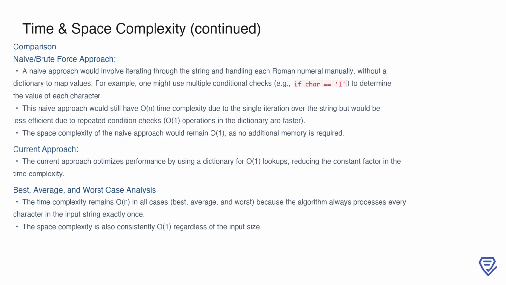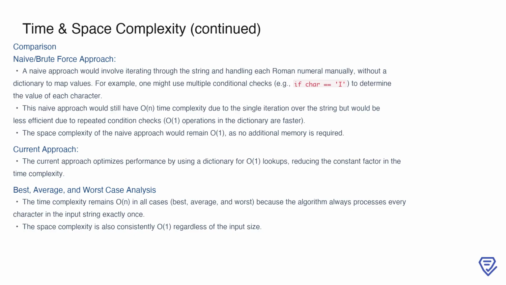While this naive method would still achieve O(n) time complexity due to the single iteration over the string, it would be less efficient because repeated conditional checks are slower than the O(1) dictionary lookups in the current approach. The space complexity for both methods remains O(1), as neither approach requires additional memory that scales with the input size.